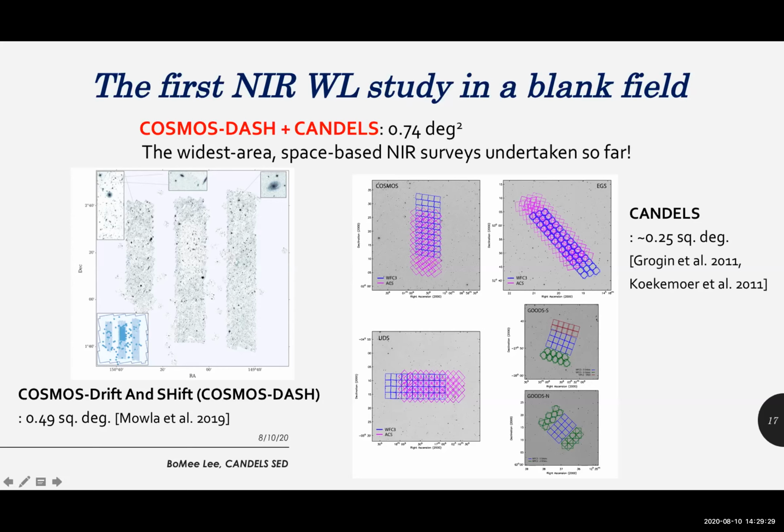Here I show the DASH mosaic and other HST archives, including CANDELS. CANDELS COSMOS is in the middle here, in the COSMOS field. Including the 5 CANDELS fields and COSMOS-DASH, we will use about 0.74 square degrees in total in this study. Wider COSMOS field observation with the DASH technique is approved in Cycle 28 as well, so we might be able to extend our analysis up to about 1.8 square degrees in total. It's great.